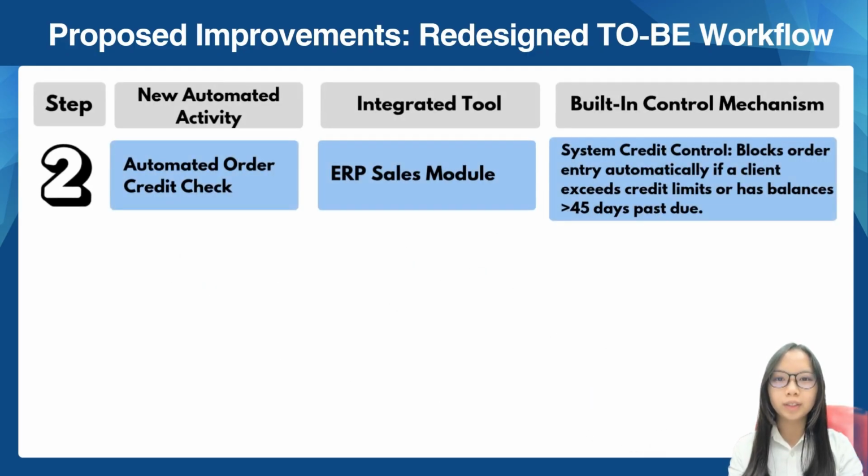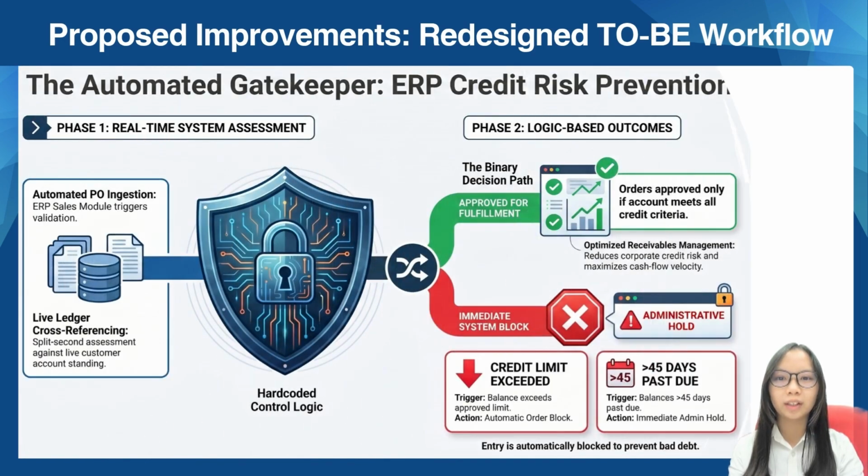Second, when a customer submits a purchase order, the ERP system automatically performs a credit assessment. Orders are immediately blocked if the customer exceeds their credit limit or has an overdue balance exceeding 45 days. This reduces credit risk and strengthens receivable management.